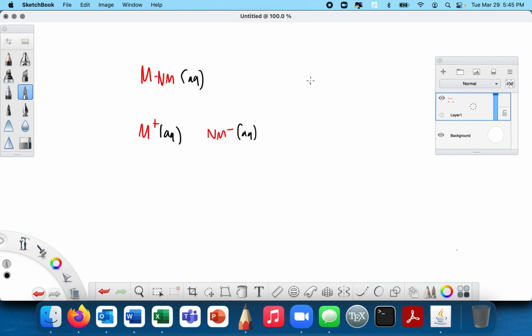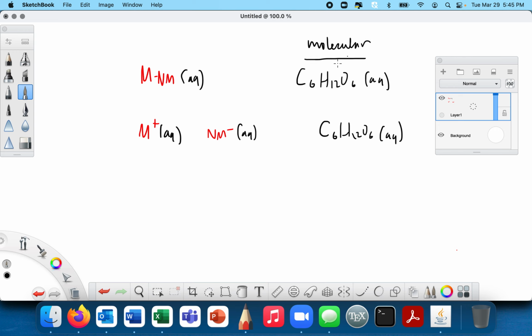Now, if it's a covalent compound, let's say like glucose, which is C6H12O6, and it is aqueous, then it doesn't break up because there's no metals here, right? So this is actually going to be in solution as C6H12O6. So if it's molecular, it's going to look like this. If it's ionic, it's going to break up when it gets into solution.